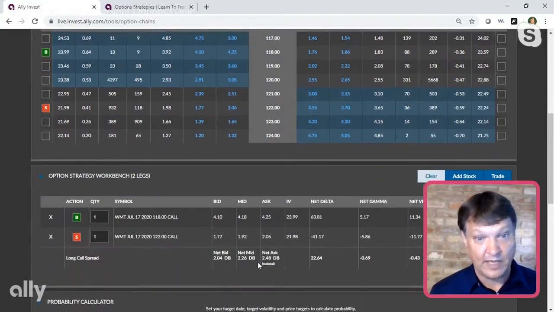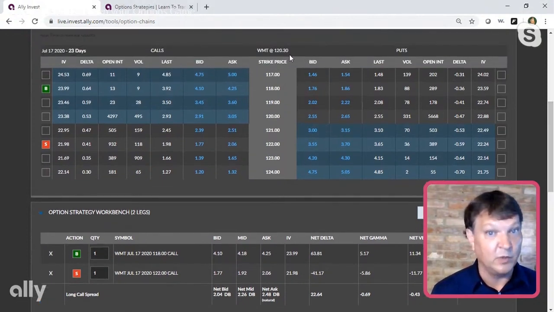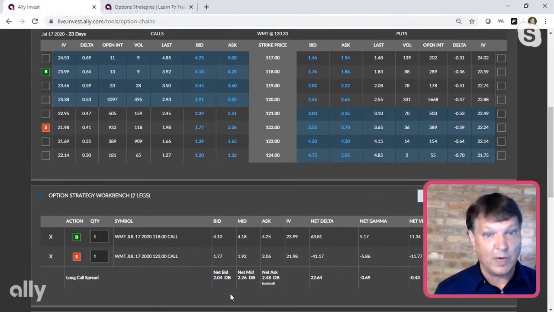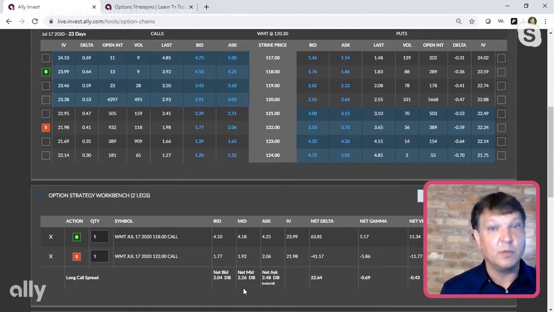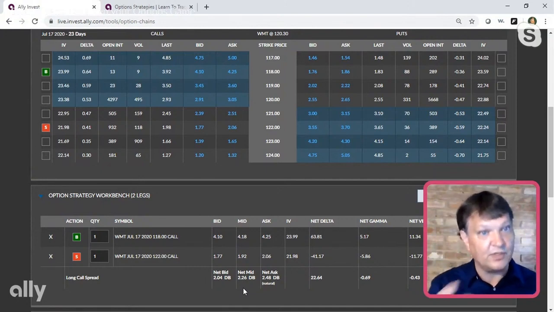So if we scroll down and we look at it, we're $2.26. Now we're a little bit in the money, right? Because we're trading at 120.30. But this is the concept. This is the thought. If this was right at 120, we got 30 cents a little bit in the money here. If this was right at 120, this would be trading for exactly $2 or approximately. I mean, you're still in the real world. This is the theory that I'm talking about.